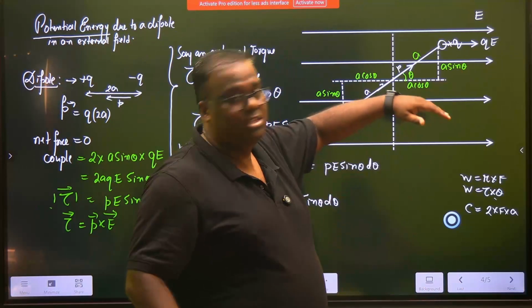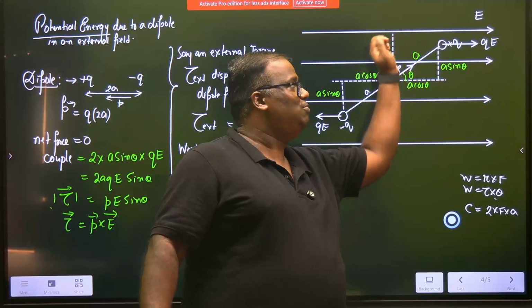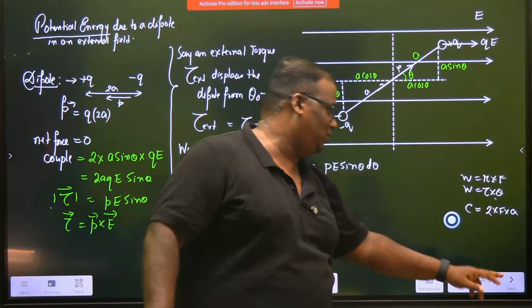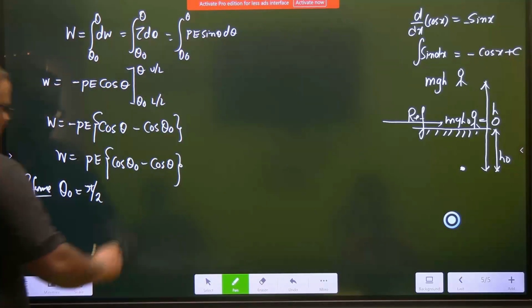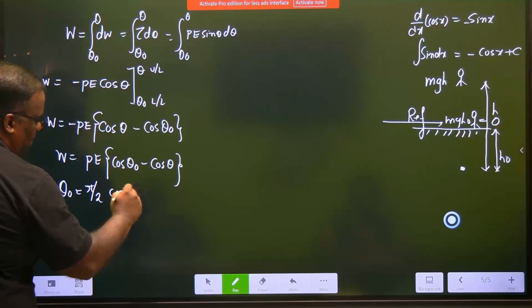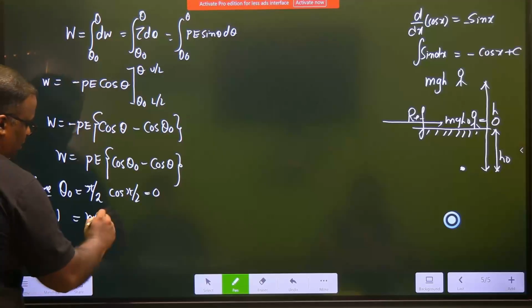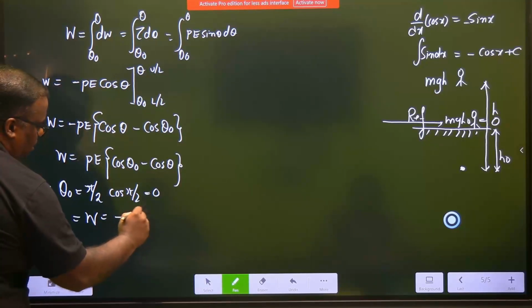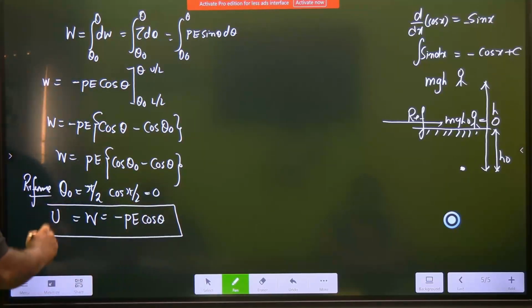Reference means it is something like this. See, originally the dipole is here. Look, the dipole is not here. The dipole is here now. You're moving from here. This reference is from 90 degrees. Why from 90? It will become very interesting. Just see. The reference is given as pi by 2, right? Then cos of pi by 2 becomes equal to 0. My W, which is nothing but the potential energy of the system, is given by minus PE cos theta. Did you understand? Minus PE cos theta.